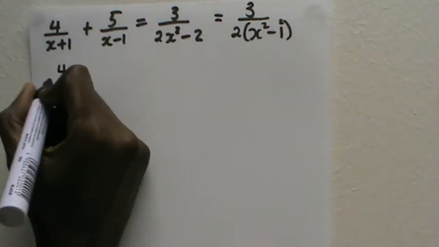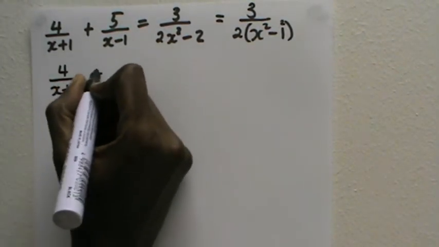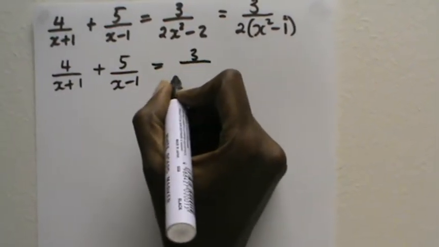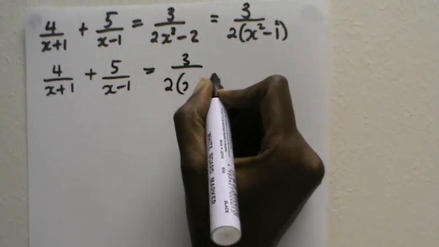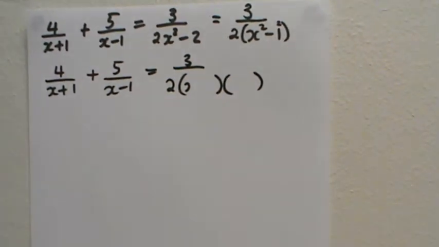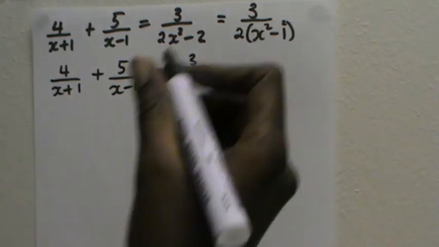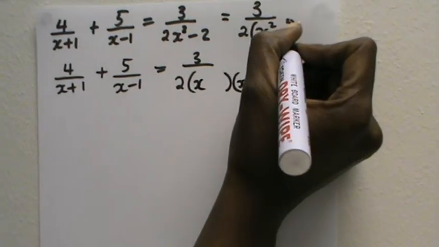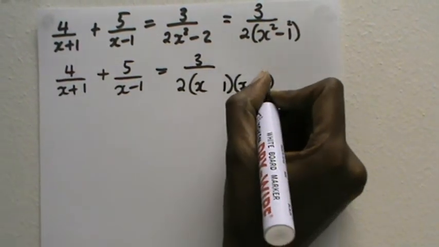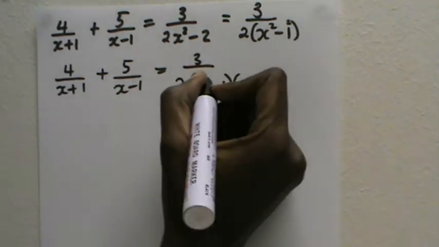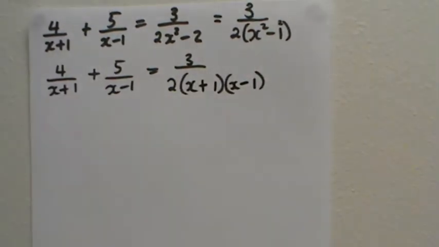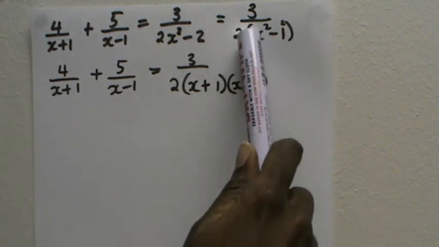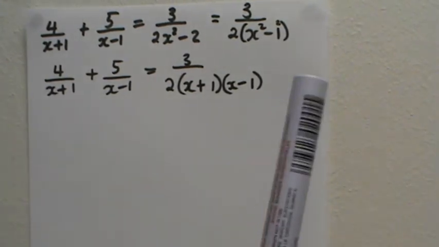So I have 4 over x plus 1 plus 5 over x minus 1, this is equal to 3 over 2 when I use the formula. Or let me just show you how to do it. The difference of squares, the first term I write without the square in both brackets. The second term without the square, I write in the brackets. And then the first bracket is plus, the second one is minus. That's it. So I first need to see it as something squared minus something else squared.